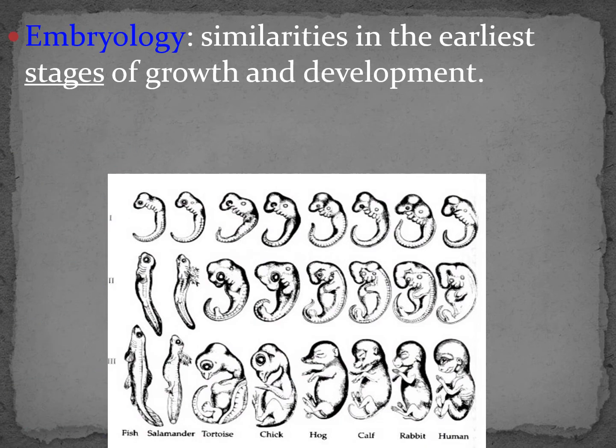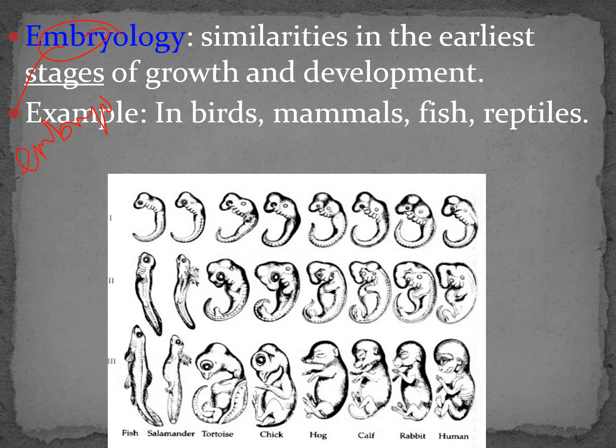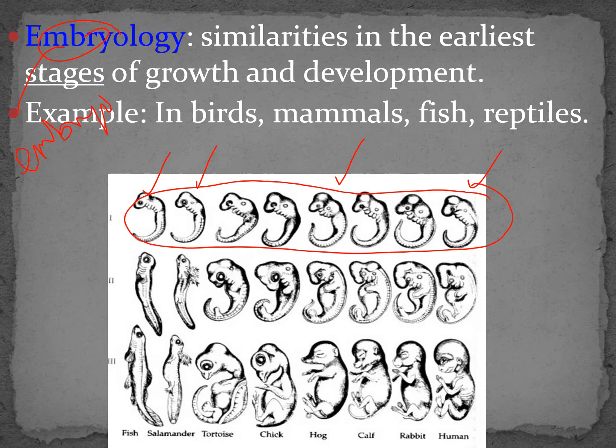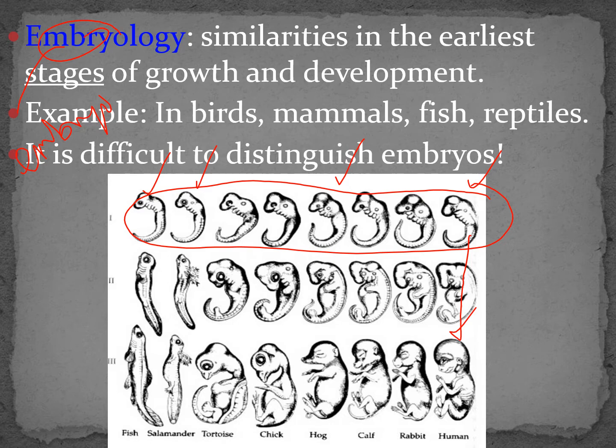Now, embryology. So embryo, key term, embryo. So similarities in the early stages of growth and development. So if you look here, this is a fish, salamander. This is a human, and let's just look at us. This is a hog right here. We all look the same when we kind of start off, but we all grow differently after a while. So we all have a similarity. It's definitely hard to distinguish embryos because by how we look, we all look the same.